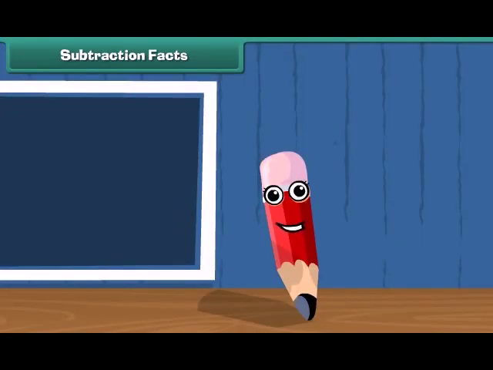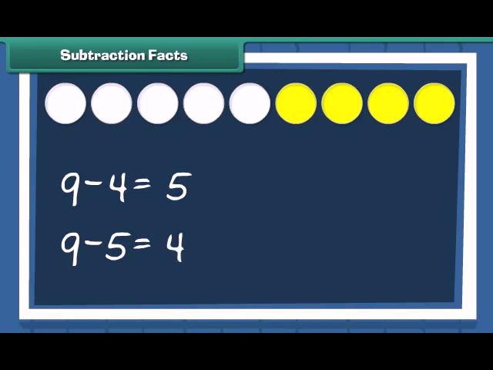Let me tell you about subtraction fact. We have 9 circles. Out of these, if 4 circles are colored, how many white circles are left? Thus, we have 9 minus 4, which is equal to 5, and 9 minus 5, which is equal to 4.